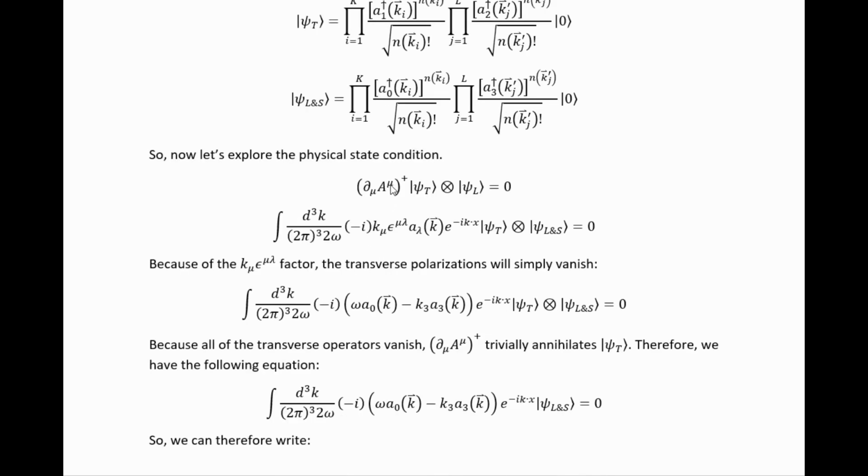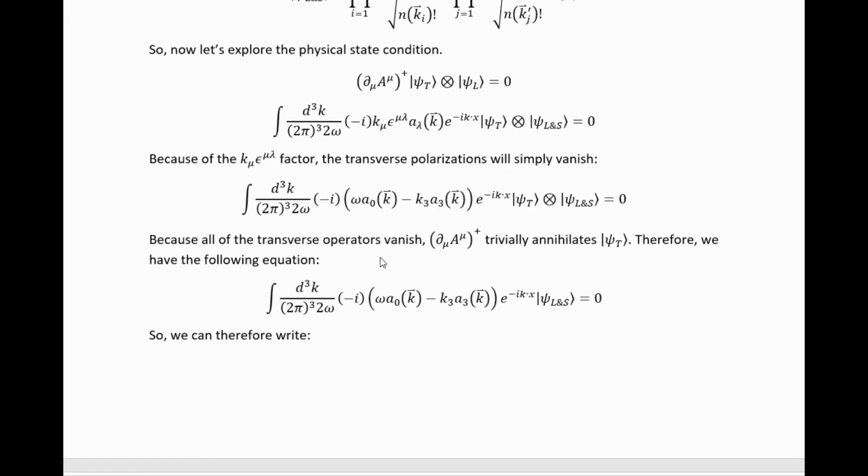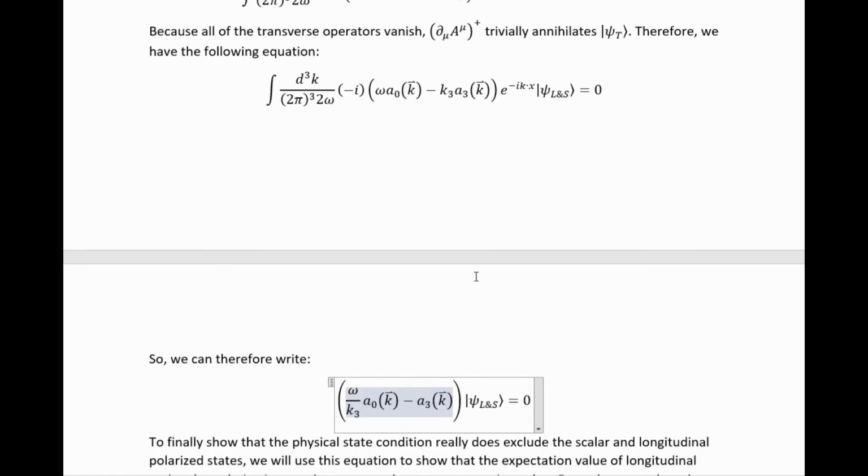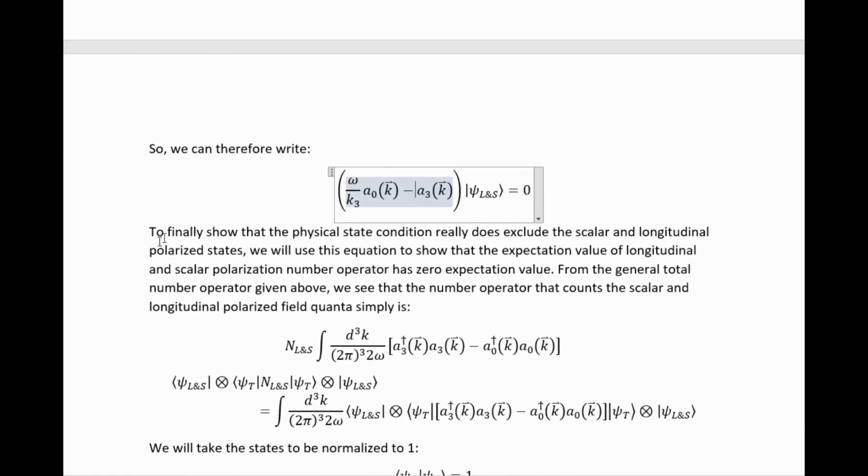If we then plug in this value of the A mu plus field here that we wrote down above, we find this value. Because of the k mu epsilon mu lambda factor, the transverse polarizations will simply vanish. Therefore, we have this. Because all the transverse operators vanish, this operator trivially annihilates psi_T. Therefore, we have the following equation right there. Because this is true, we can then write this to finally show that the physical state condition really does exclude the scalar and longitudinal polarized states.